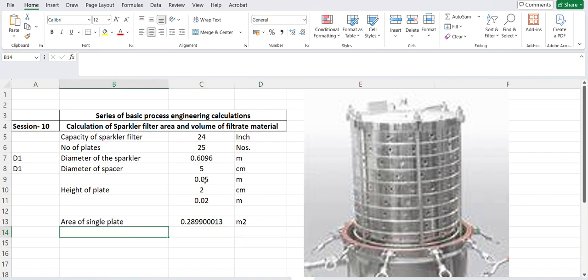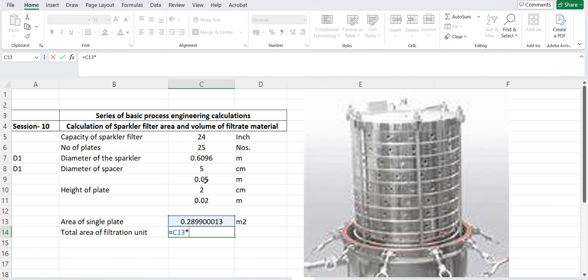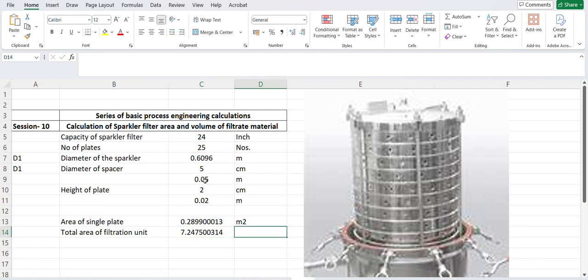Then we can check the total area of the filtration unit based on the number of plates. For a single plate it's 0.289 meter square. Then we simply multiply that by the number of plates, so we'll get the total filtration area available.